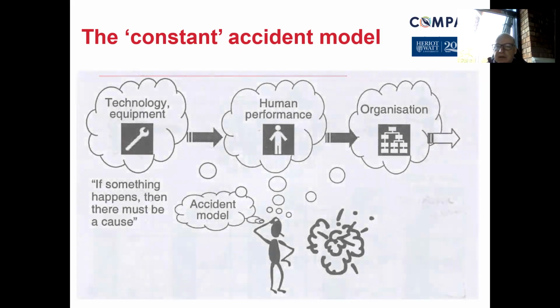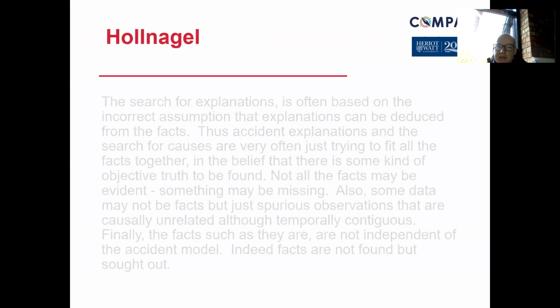So the constant accident model looks slightly different to the other models we mentioned before, and it takes account, as we saw with multi-causality, of technology, equipment, human performance, organization in that linear fashion. But what if something happens? Then there must be a cause, but rather than just focusing on the cause, think about what conditions were in place at that time, historically, that led to it, but also what can we do in the future to prevent it from happening again. So it takes it further.